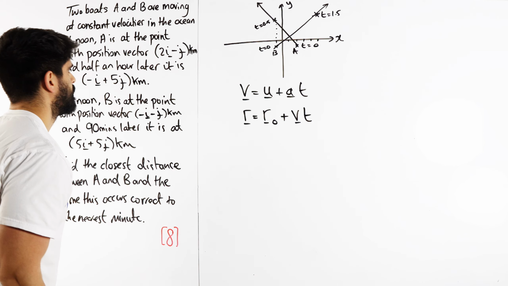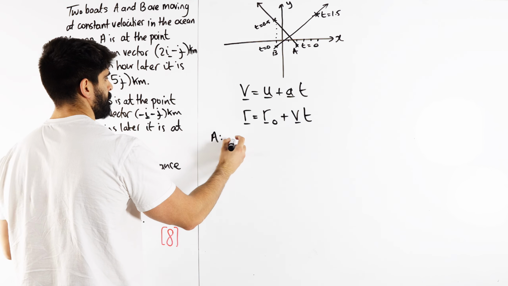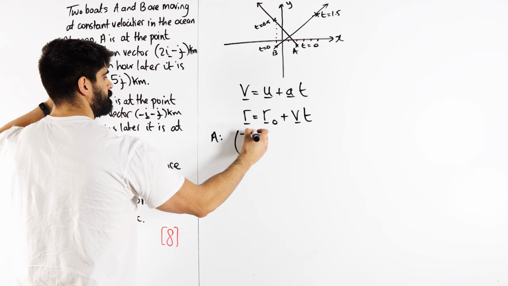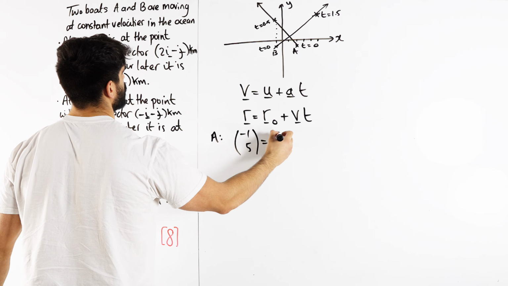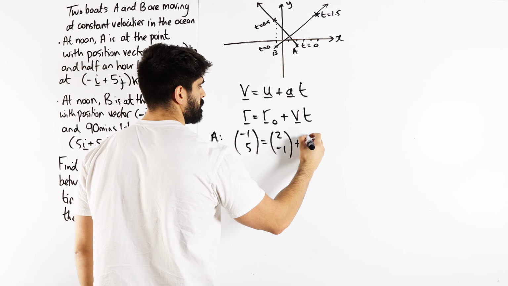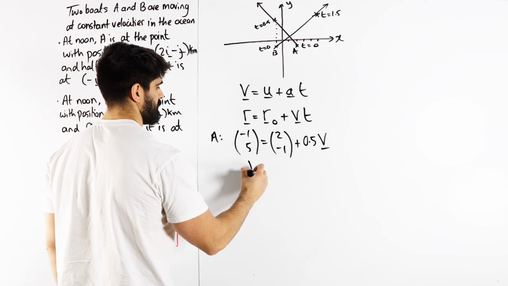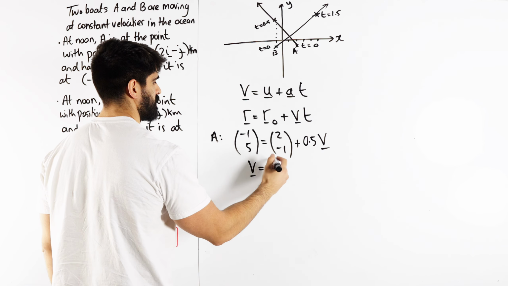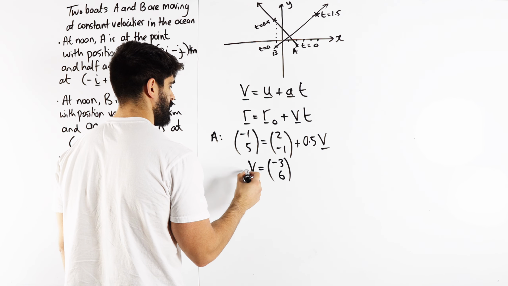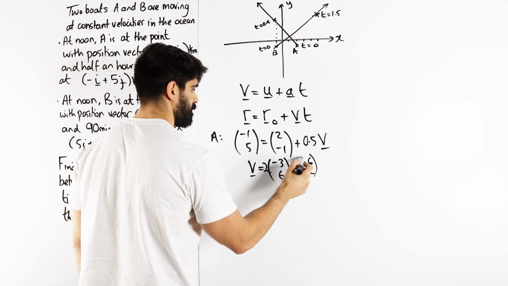Now we can do that for both ships. We can work out their velocities based on this. So for ship A, its end position was -1, 5. It started at 2, minus 1. And when t is 0.5, the velocity was whatever it was. So we can work out what the velocity is here. We subtract, so we get -3, 6 is 0.5v. So then we just times by 2. So we get -6 and 12.